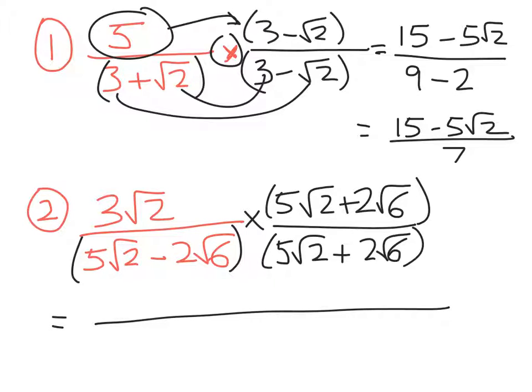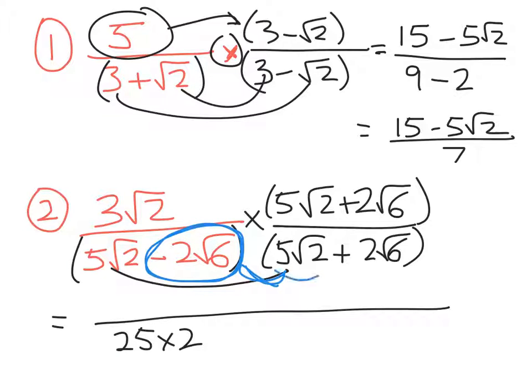Okay, so let's first simplify the denominator. So it's going to be 5 root 2 times 5 root 2. So that will be 25 times 2. Now, as usual, the minus 2 root 6 times this is one term, but the offsetting term is this one here. So plus 2 root 6 times 5 root 2. So they go.